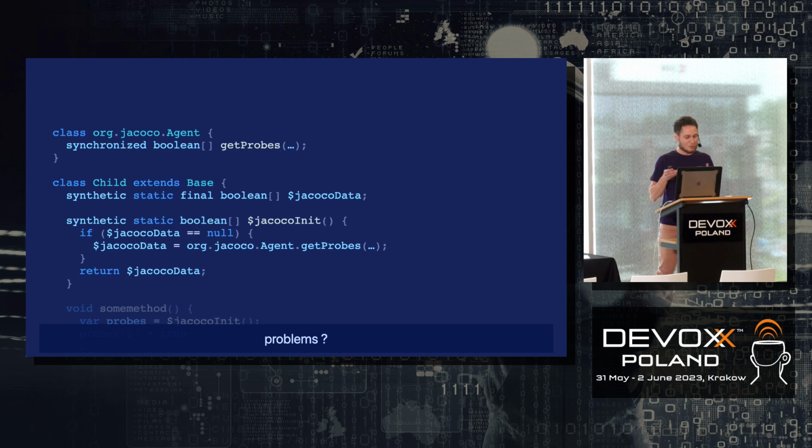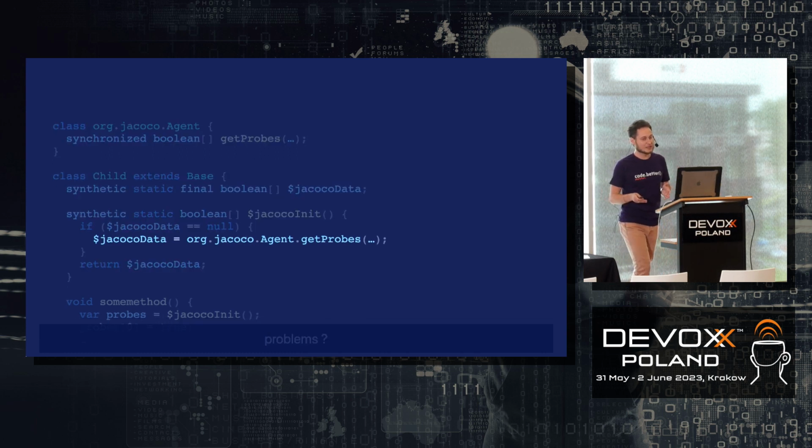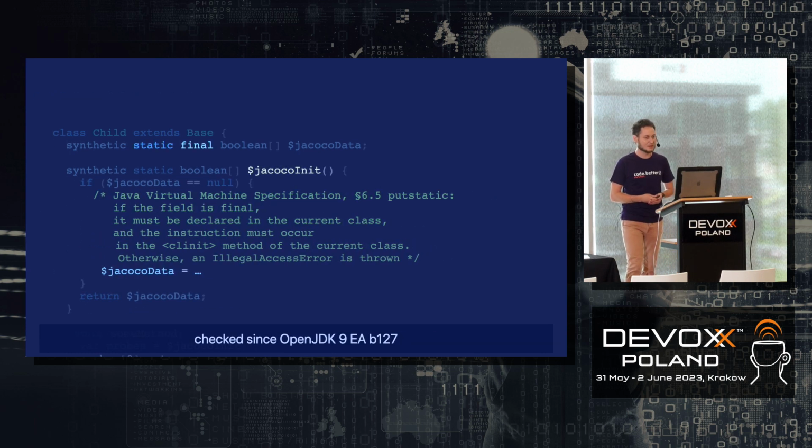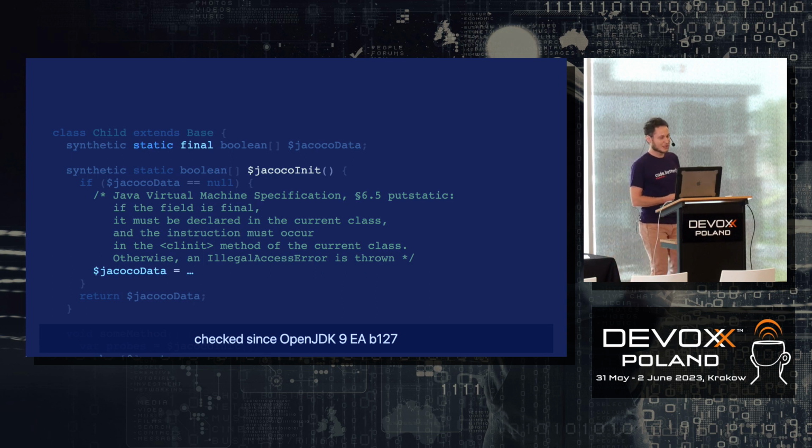This code was working perfectly fine before JDK 9. This is valid code. It's okay to do it like this. But after JDK 9 build 127, it is not okay to do it like this. Because the JVM, before OpenJDK 9, was never verifying a Java virtual machine specification property, which says you cannot, in a non-static initializer method, put a value into a static final field. But that's exactly what we are doing here.